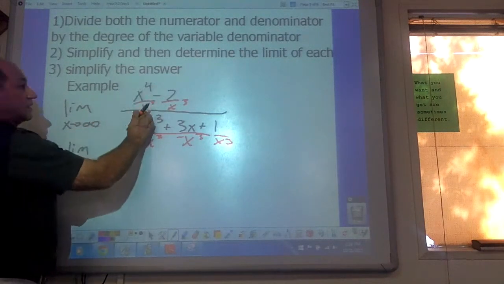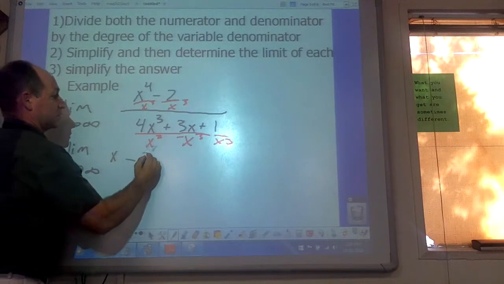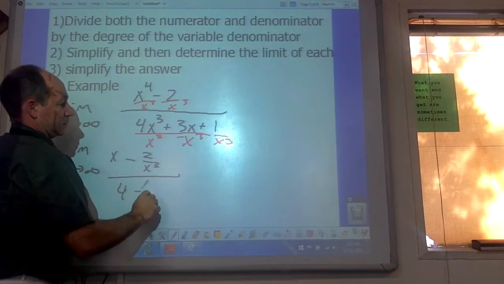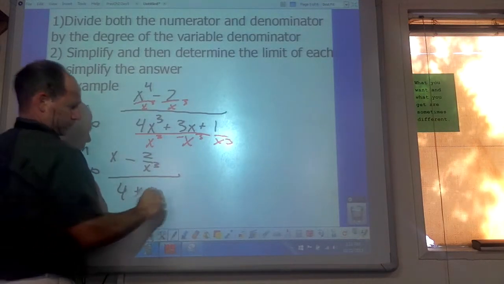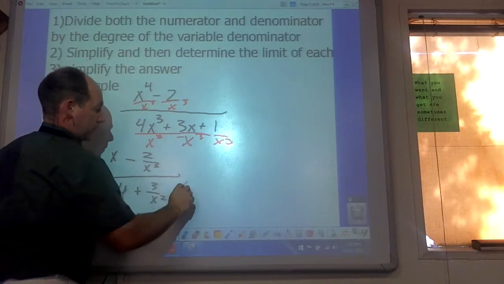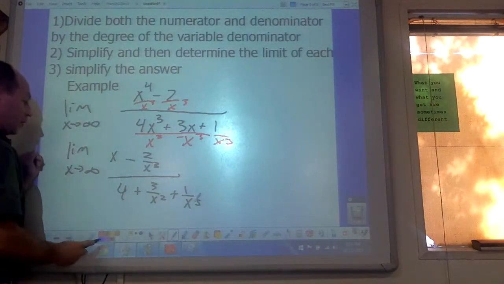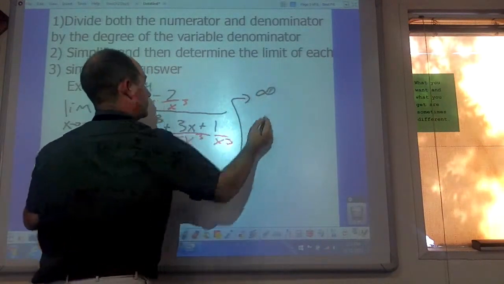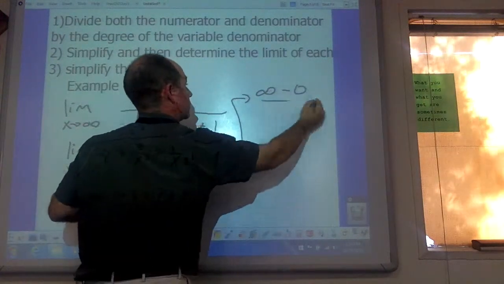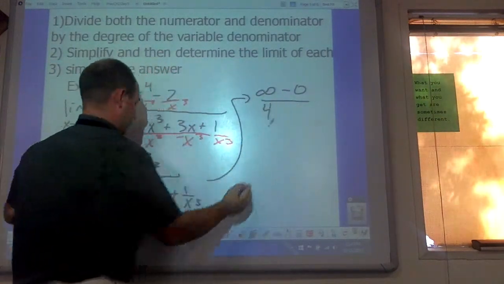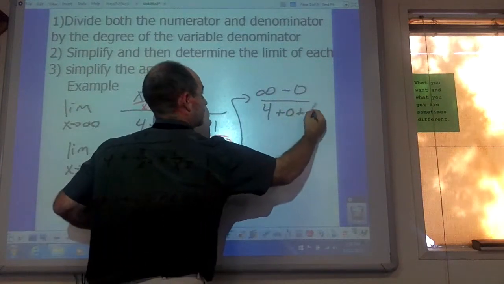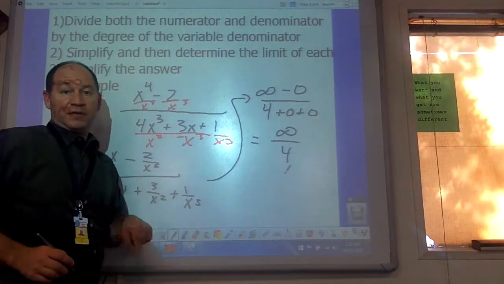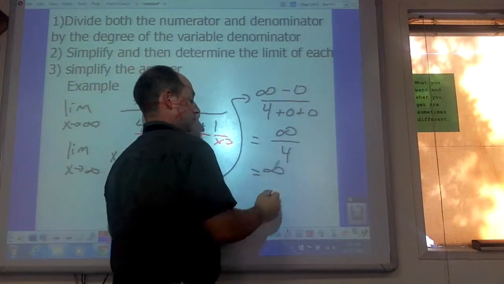Rewrite it. And this x to the 4th over x cubed is x minus 2 over x cubed over 4 plus 3 over x squared plus 1 over x cubed. Now, I go ahead and evaluate each of those limits, and each limit there turns into, this is infinity, minus 0 over 4 plus 0 plus 0. And simplified, that's going to be infinity over 4, but when you divide infinity by 4, I'm sorry to tell you, this is still just infinity.